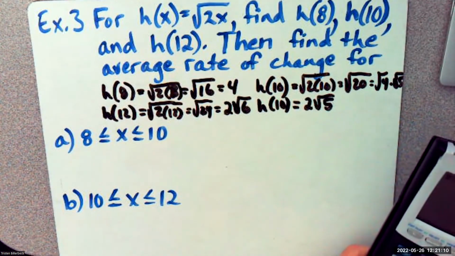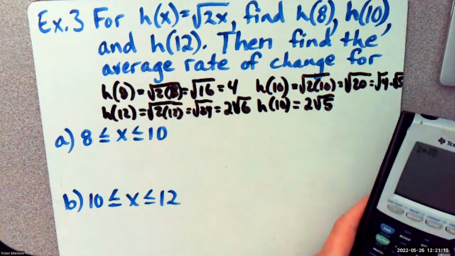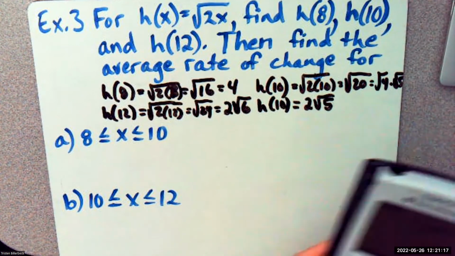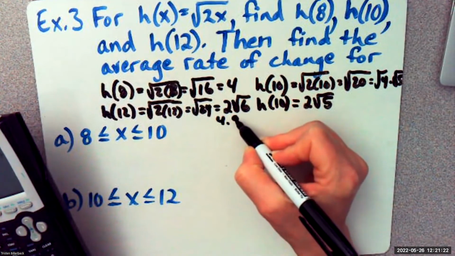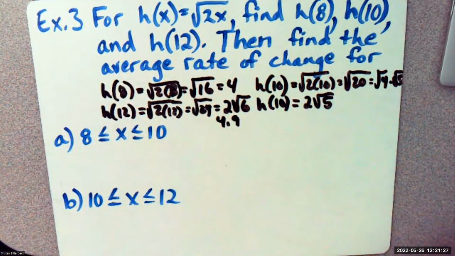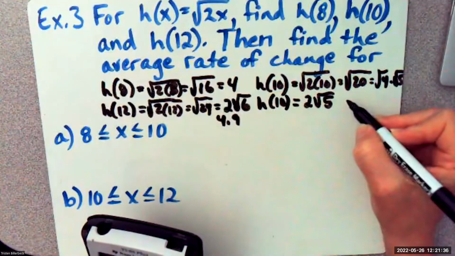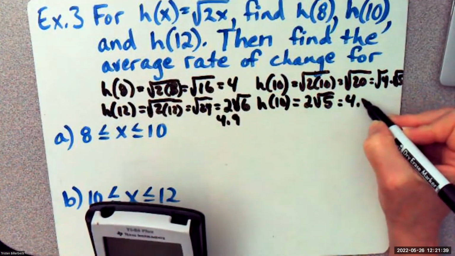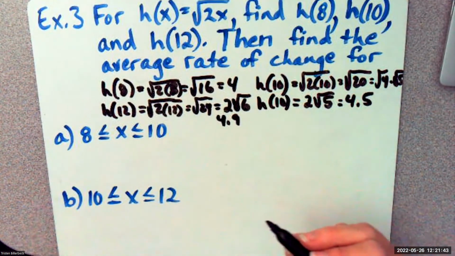Okay, so we have 2 times the square root of 6, which is the same thing as 4.9. And then we have 2 times the square root of 5, which is going to be 4.5. I'm rounding it a bit to make it easier on us.